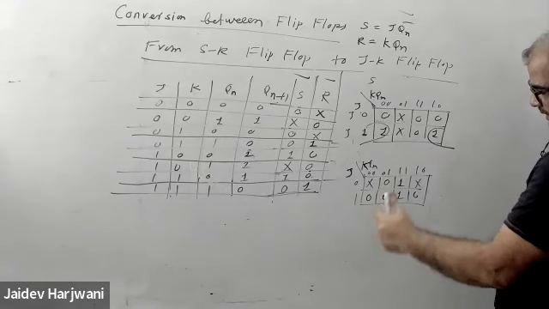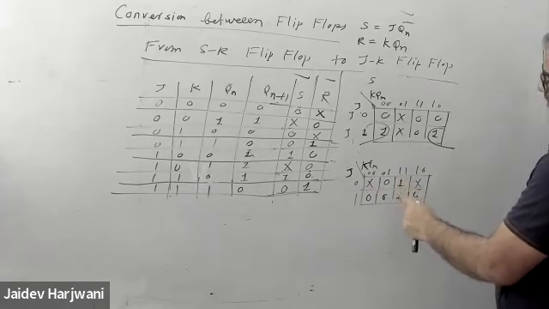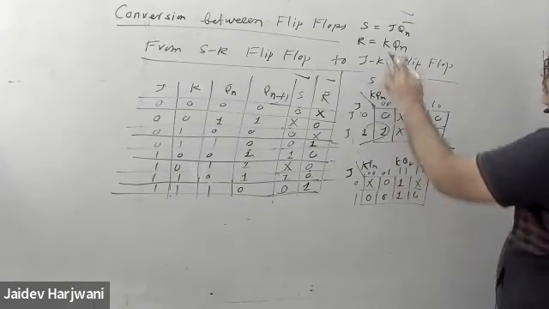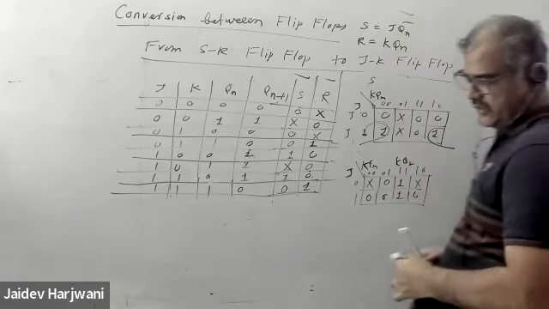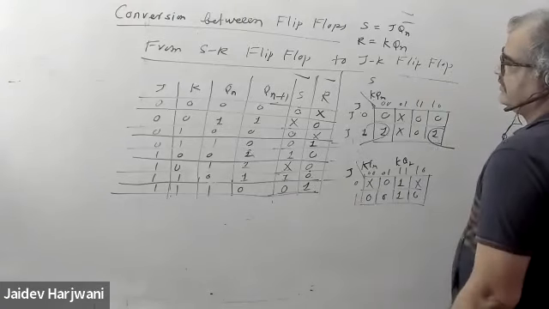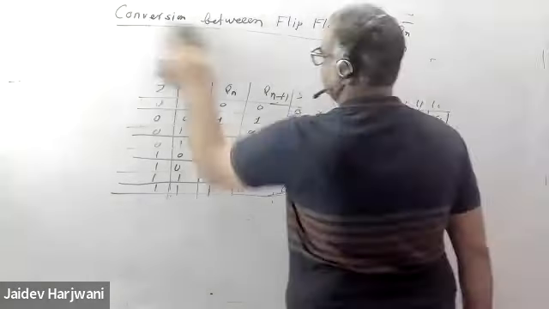Okay, and now here you have only this pair, so you can make one pair, so that becomes KQN. So you got a variable, so you got a relation now. Okay. Now it is very easy. Now you have to convert SR flip flop to JK flip flop. That means you have to change the variables.